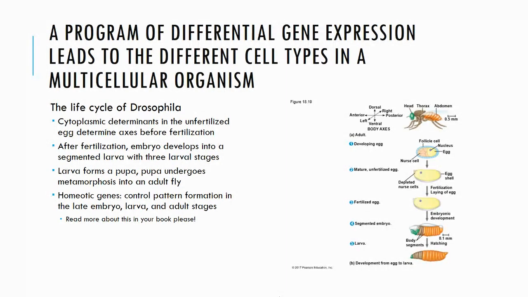The larva forms a pupa, and then that pupa undergoes metamorphosis into an adult fly. So it's not a long process, but it has to go through more steps for sure. The homeotic genes are what control pattern formation in the late embryo, larva, and adult stages.